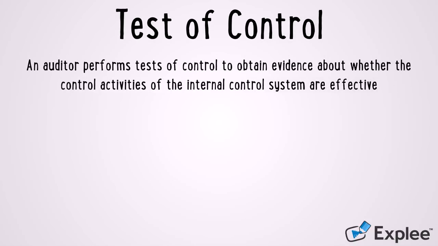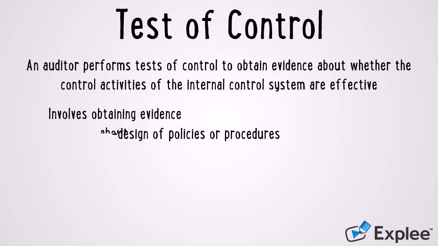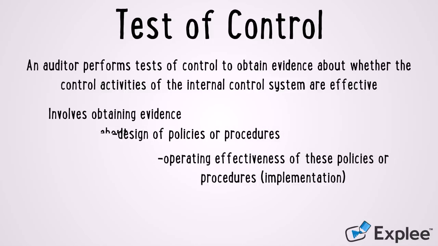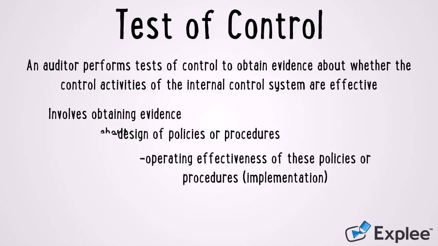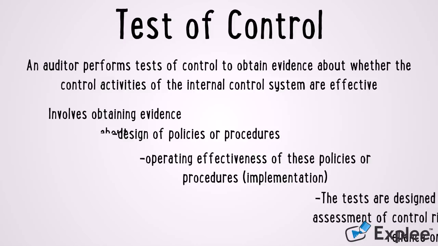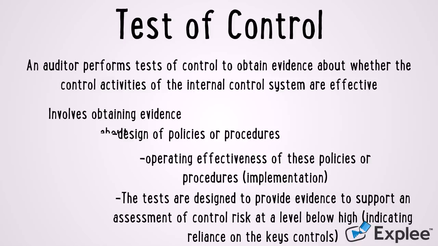An auditor performs tests of control to obtain evidence about whether the control activities of the internal control system are effective. This involves obtaining evidence about the design of policies or procedures, the operating effectiveness of these policies or procedures, and implementation. The tests are designed to provide evidence to support an assessment of control risk at a level below high, indicating reliance on the key controls.